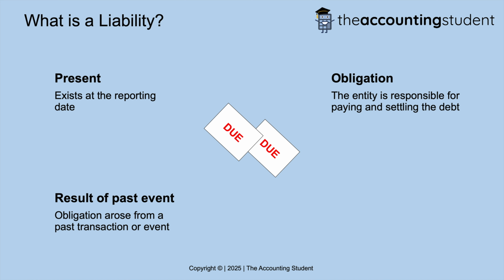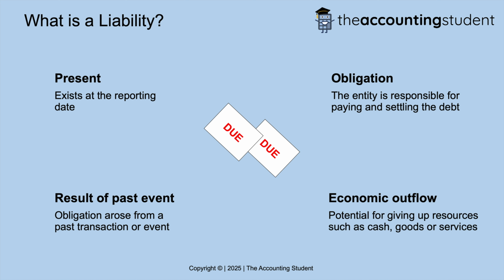And number 4, the potential of an economic outflow. This means that settling the liability will require the entity to give up resources, which is usually cash, an increase in cash outflows, but could also be an outflow in goods or services.